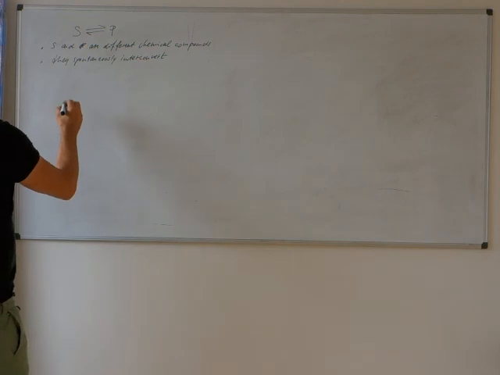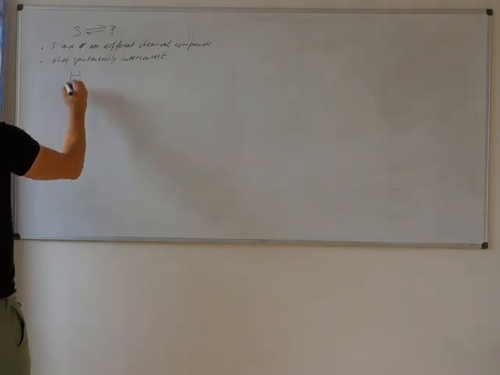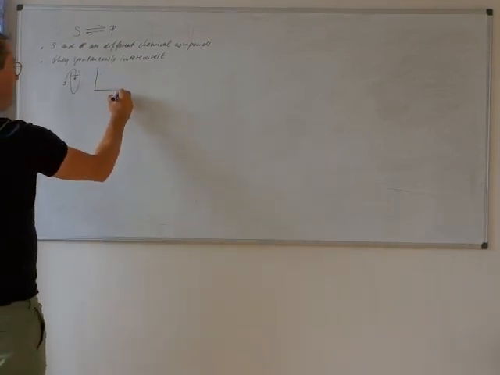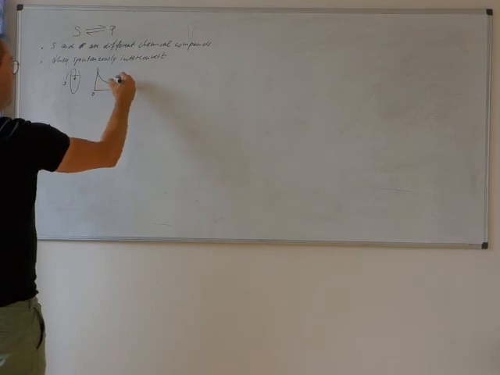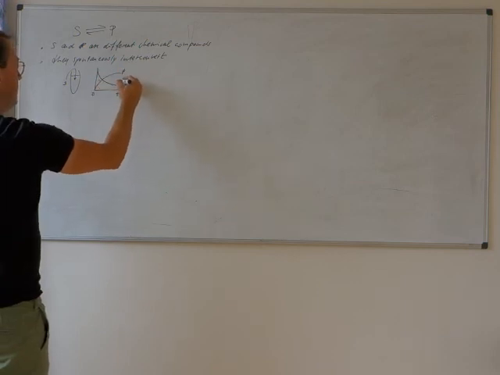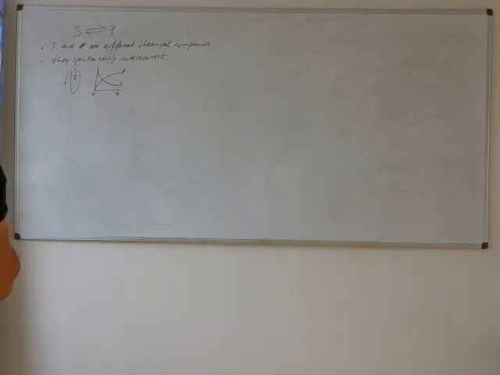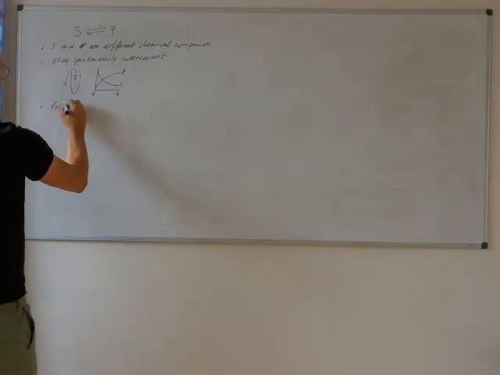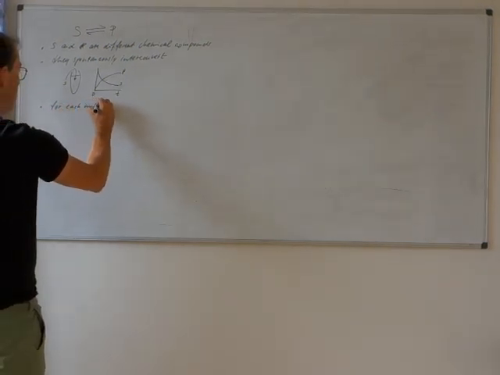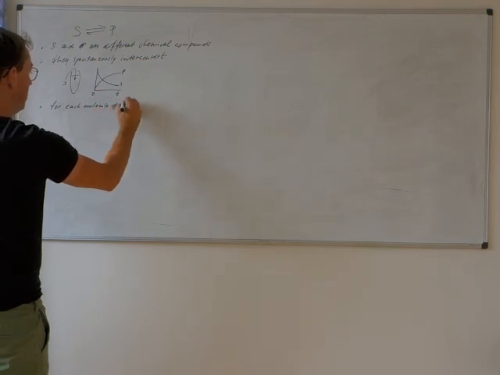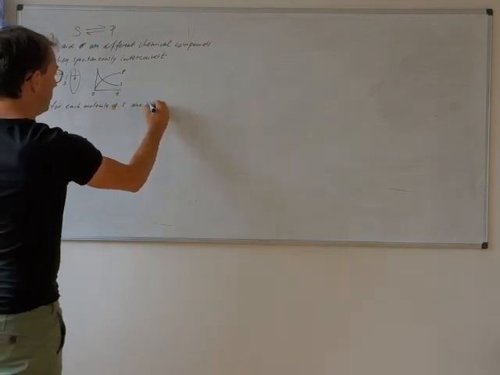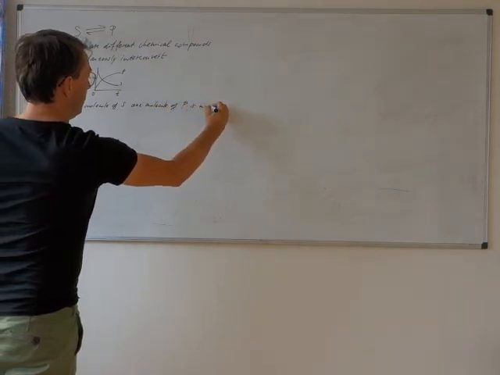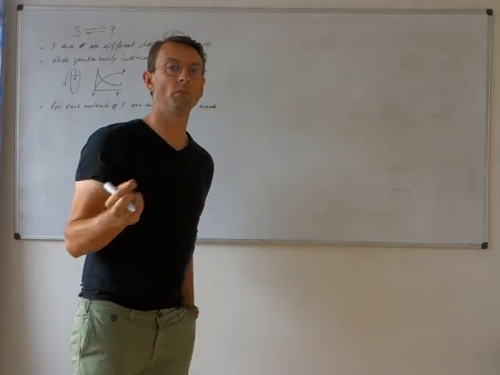Okay, so that means that if I would have a test tube with some water in it and I would only add S, then over time S would go down and P would be made. Okay? So for each molecule of S, one molecule of P is made. Whenever you lose one molecule of S, you gain one molecule of P.